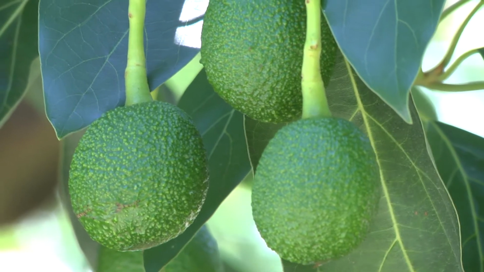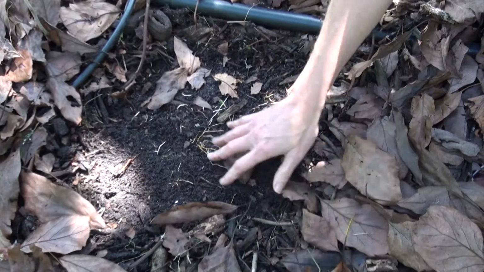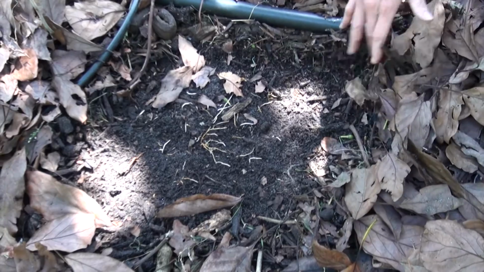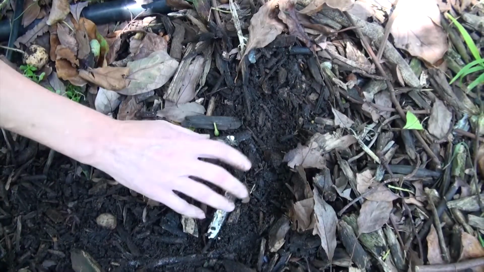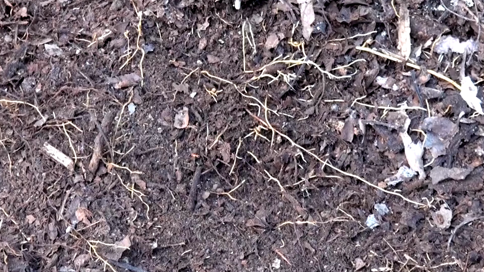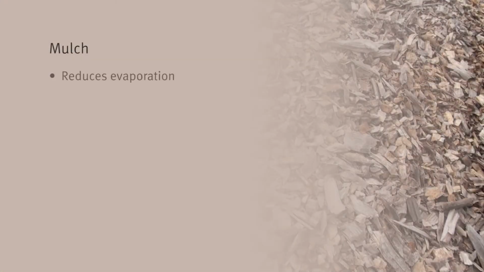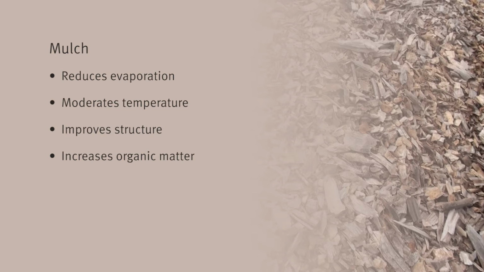Avocados evolved in subtropical rainforests with a thick surface layer of decomposing vegetative litter. Mulching stimulates this natural environment and promotes the growth of important feeder roots. Mulch also reduces soil surface evaporation, moderates soil temperature, improves soil structure, increasing porosity and aeration, increases organic matter, feeds beneficial organisms that help control Phytophthora, and suppresses weeds.